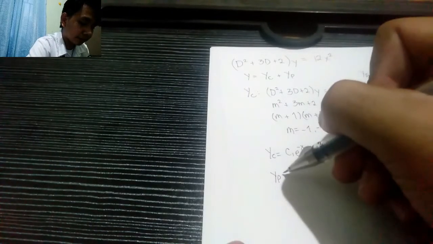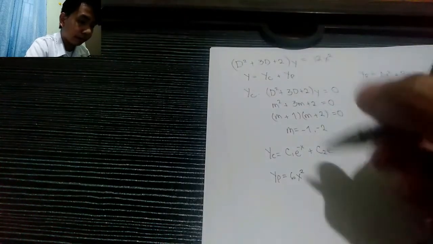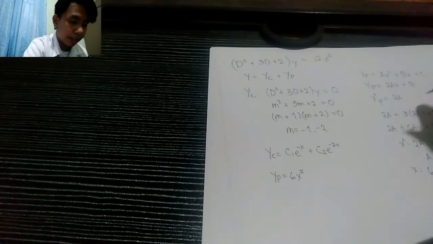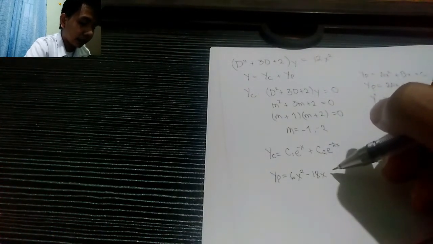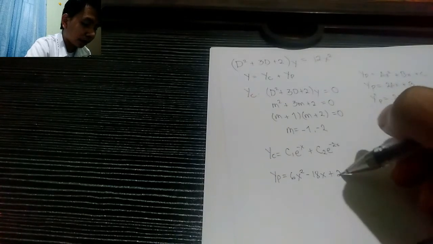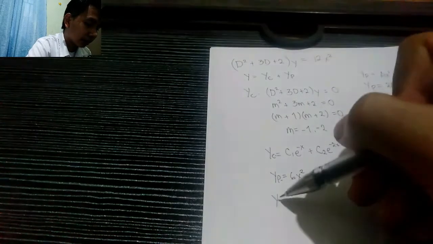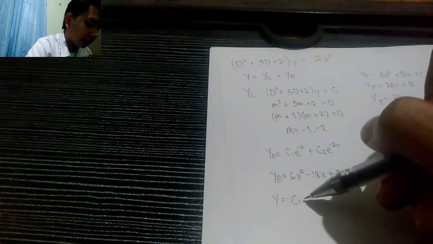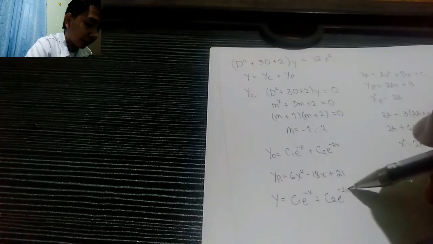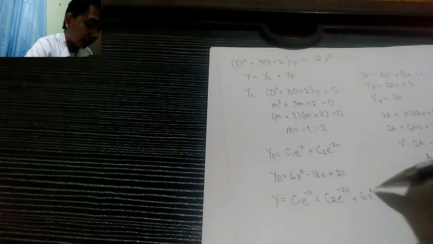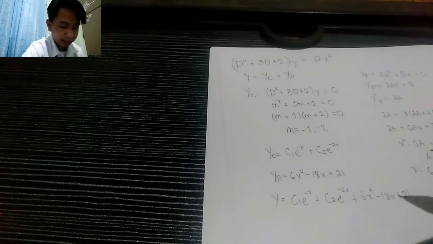So, yp natin ay ax squared. Ang a natin ay 6, 6x squared. Yung b natin ay negative 18, minus 18x. Ang c natin ay 21. So, meron na tayong yc and yp. Ngayon, yung sagot natin ay c1 e raised to negative x plus c2 e raised to negative 2x plus 6x squared minus 18x plus 21. Then yun na yung final answer natin.